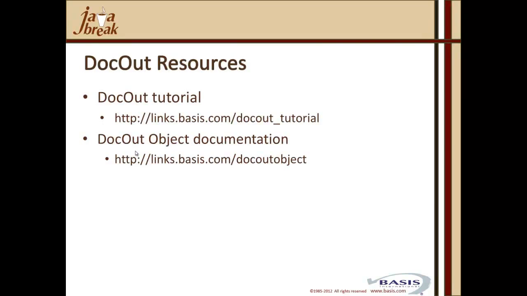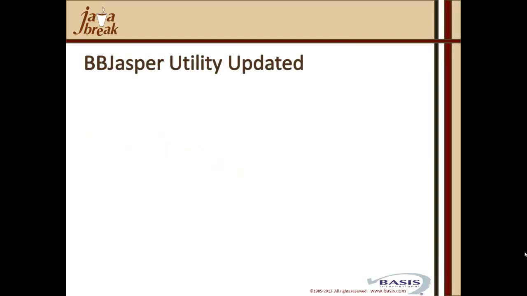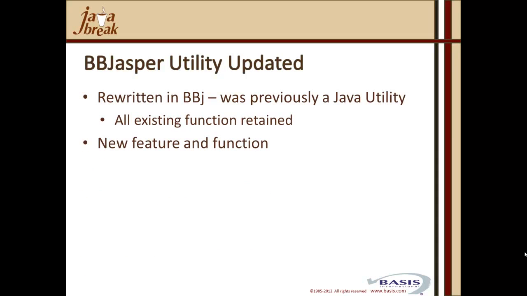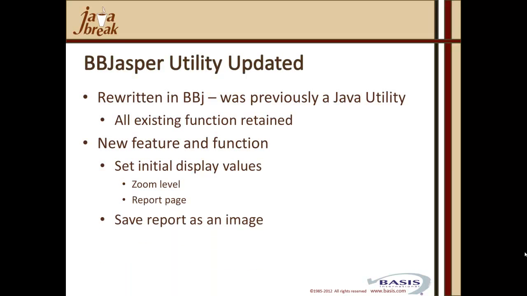Here the links are. Next, we'll talk about an existing BASIS utility, the Jasper utility that has been updated. It's been entirely rewritten in BBJ. It was previously a Java utility. All of the existing functionality is retained, and we've added some new features and functions. Firstly, you can set initial display values for zoom level or report page that it's going to start on, and you can also save the report as an image. In addition, you can add a child window with custom tool buttons to give real meaning to the idea that this is a building block that you can build on and enhance for your own specific needs.